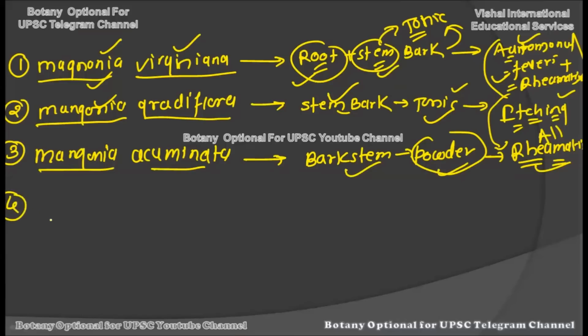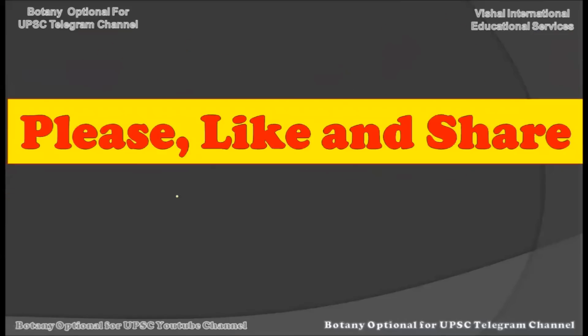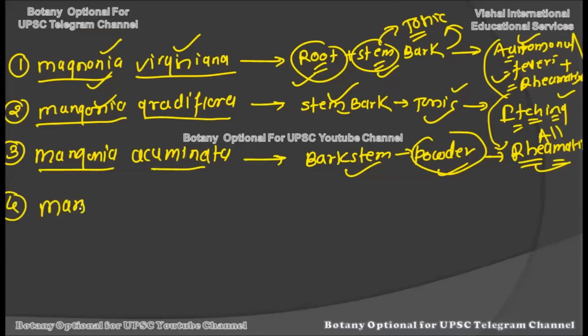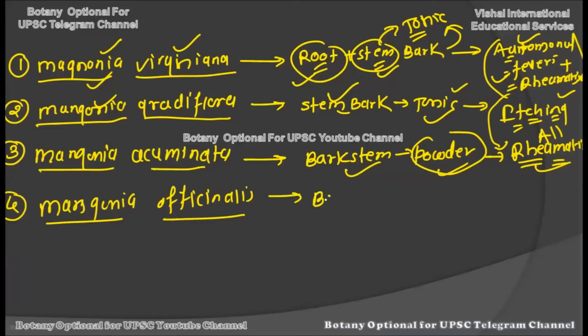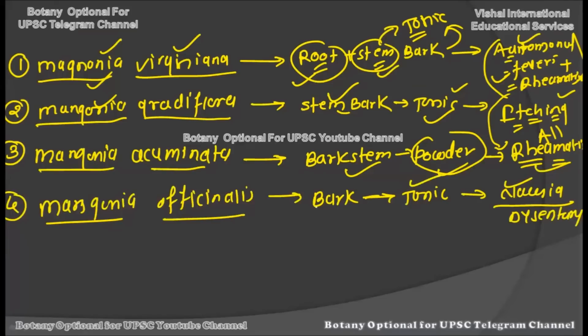Okay, now consider the fourth plant in this regard, the Magnolia officinalis. Again we are dealing with the same genus, and this particular Magnolia officinalis plant again shows some traditional importance. For example, its bark tonic. What we are going to create here out of the bark is the tonic, and this bark tonic is used against general nausea and dysentery. In case of dysentery and general nausea, this particular tonic is very useful.